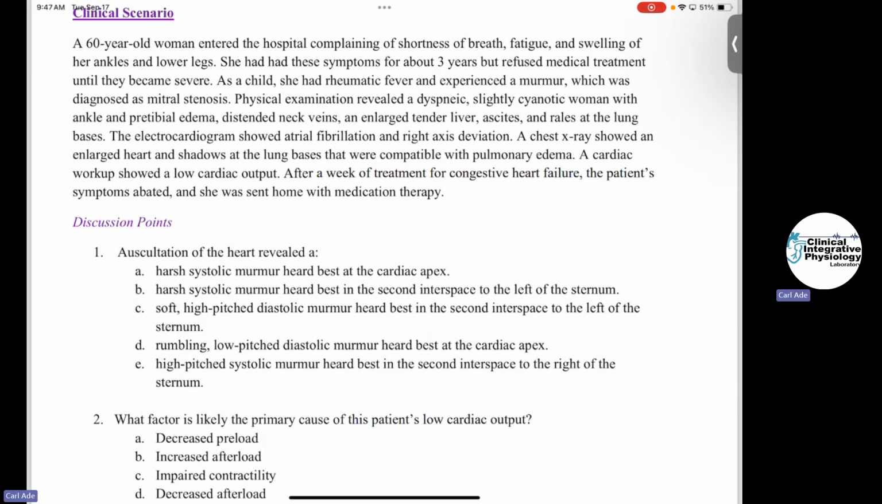Her ECG showed the AFib, some right axis deviation. We haven't talked about that, but it's part of the case. Chest x-ray shows a very large heart, some pulmonary edema. She has a very low cardiac output. And after a week of treatment for congestive heart failure, the symptoms have started to go away. She's sent home on medication therapy. So this is a very common scenario.